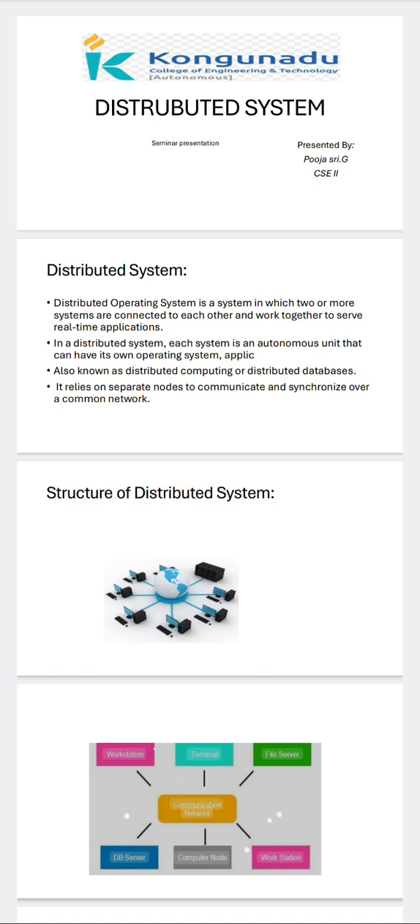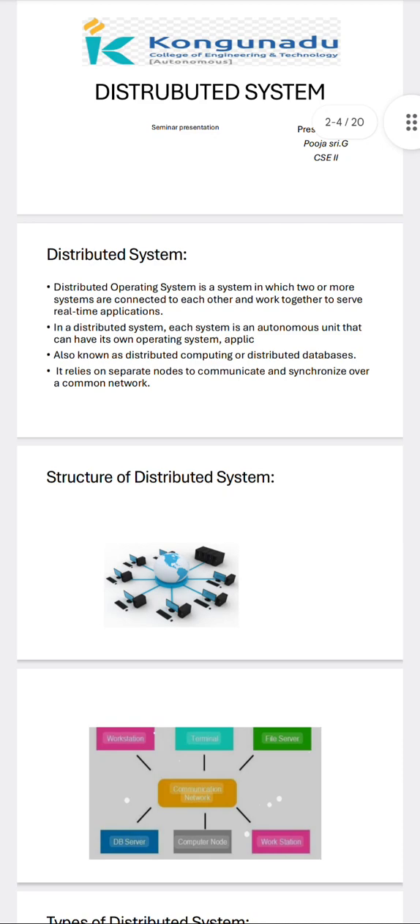In a distributed system, each system is an autonomous unit that can have its own operating system and applications. Also, it relies on separate nodes to communicate and synchronize over a common network. And it also has different names, that is distributed computing or distributed databases.